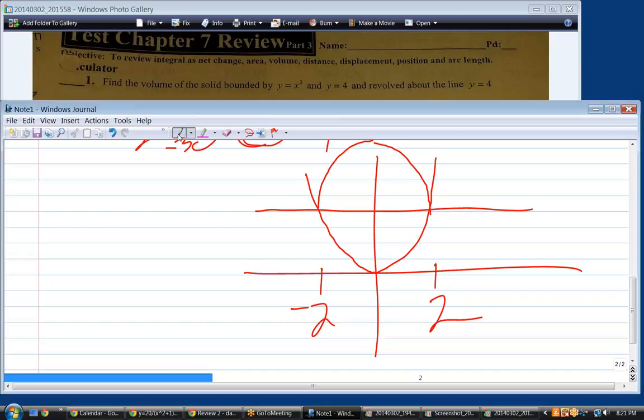Yeah. So it looks like we can use disks that run perpendicular to the x-axis. I don't see why we can't. In other words, the skinny part of the disk is dx. So, what's the radius of each disk? The radius would be x squared.